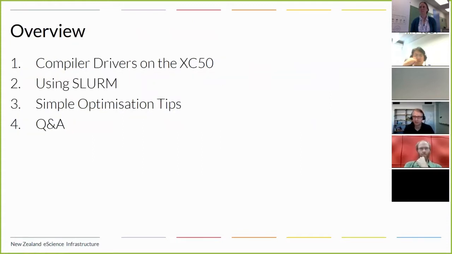Okay, a quick overview. I'll first start with the compiler drivers on the XC50. There's a specialty for these Cray machines. We only have them on the XC50, and I think it's easy to get confused with these things, so I thought I'd go through that again. Then a few tips for using Slurm, stuff that can be quite useful, and some optimization tips to get a bit more efficiency out of Kupe.